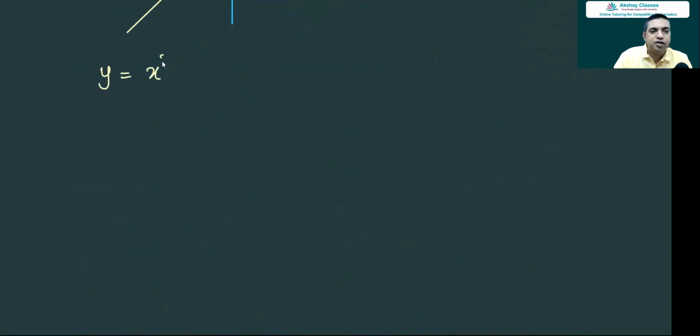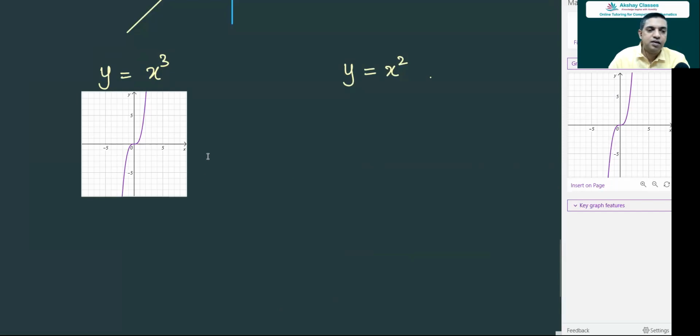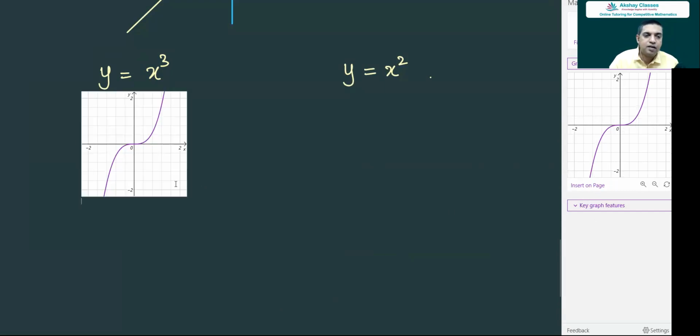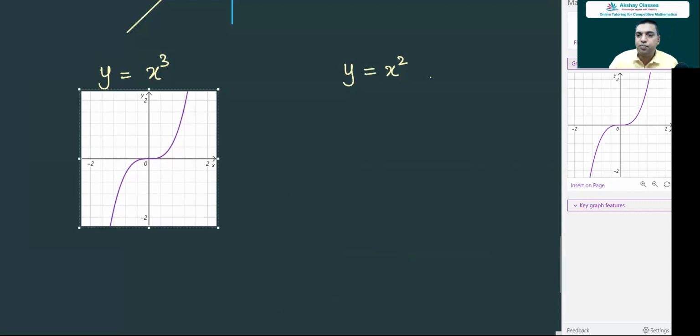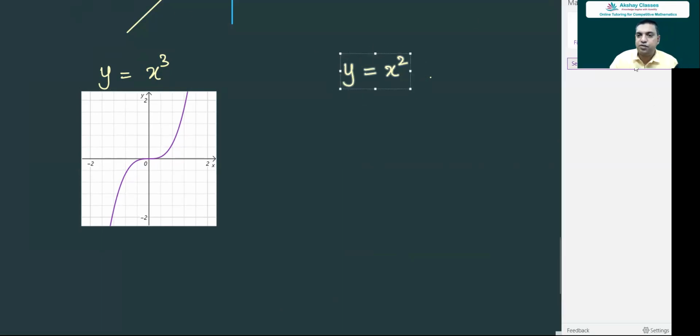So now let us look at two examples here. y equal to x cube, y is equal to x square. Okay, both these examples we will have a close look. Okay, y equal to x cube. I'll change the graph a bit. Okay, this is y equal to x cube, and let's do this, y equal to x square.